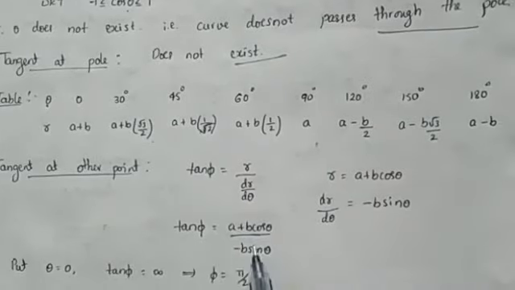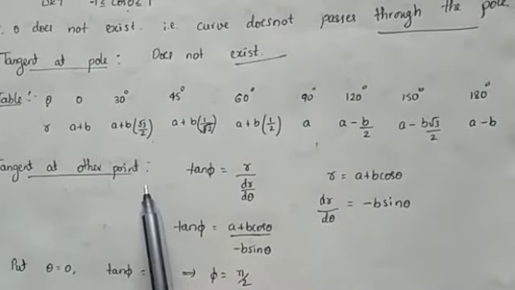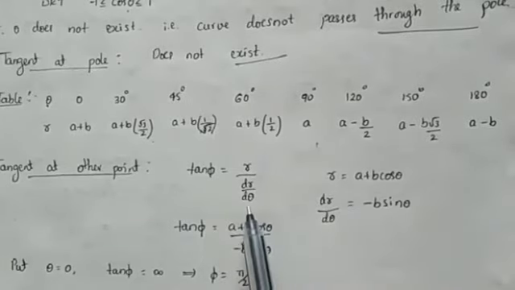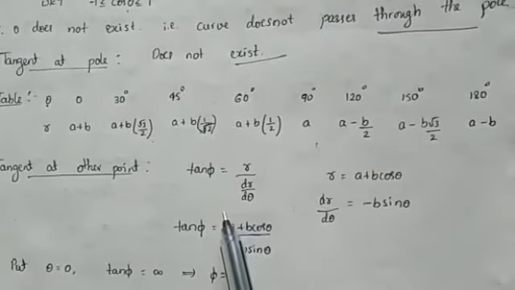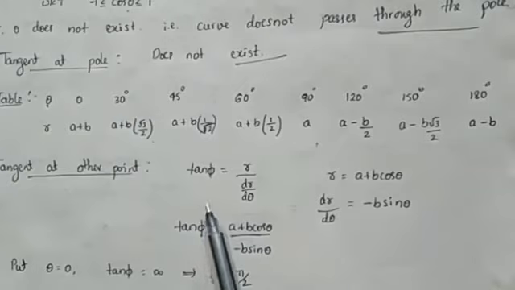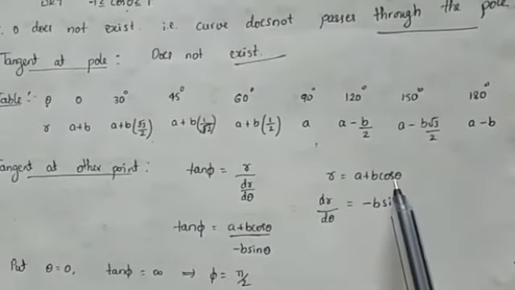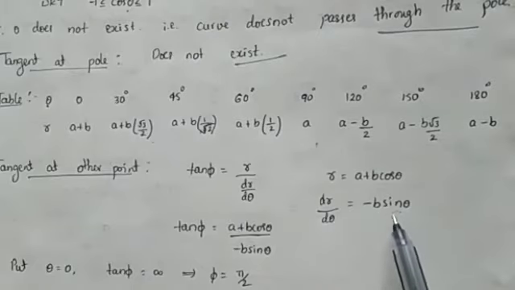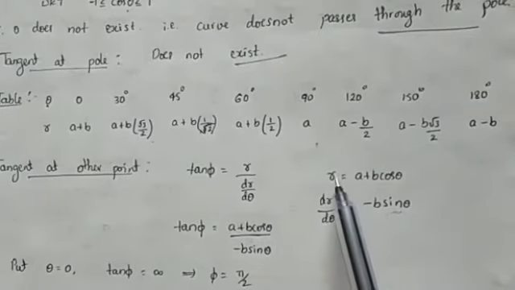The next point is the tangents at the other points. By using the formula tan psi is equal to r by dr by d theta, we find the tangents at the other points. The r is equal to a plus b cos theta. We differentiate this. We get dr by d theta is equal to minus b sin theta. Next we substitute r and dr by d theta into this.